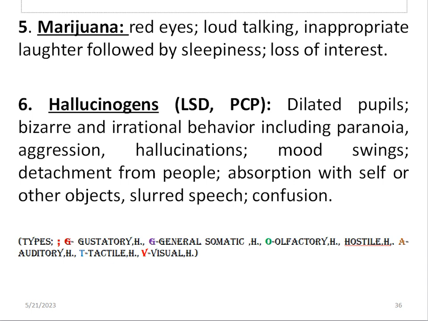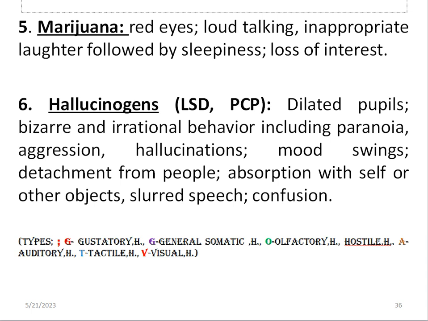What could be the warning signs for people who are abusing marijuana? Marijuana abuse warning signs include red eyes, loud talking, inappropriate laughter that is followed by sleepiness and loss of interest. There are also other groups of drugs to do with hallucinogens. If they are abused, one is going to have dilated pupils, bizarre and irrational behavior, including paranoia. Okay, they may show aggression and may also show hallucinations.